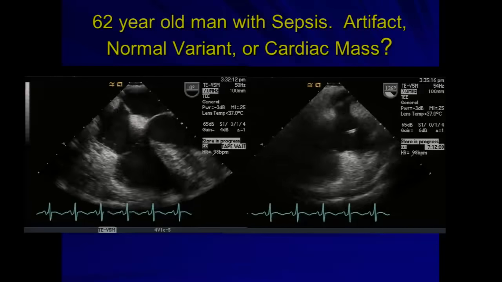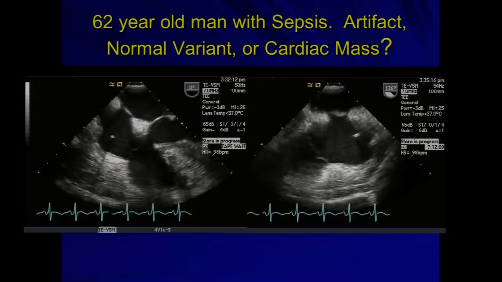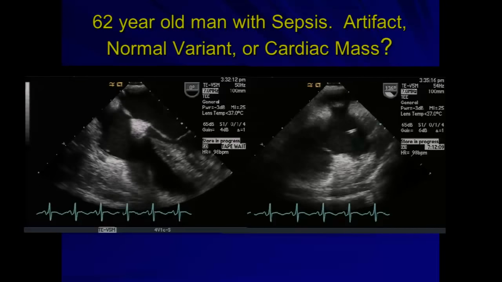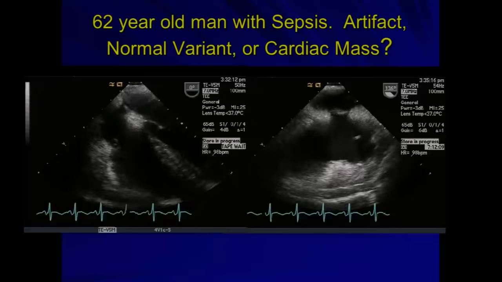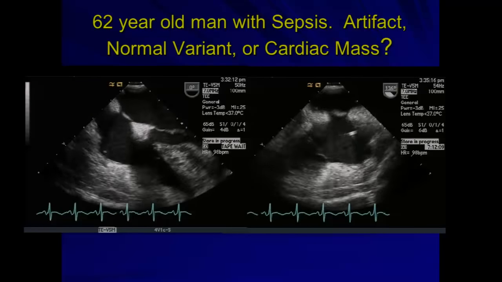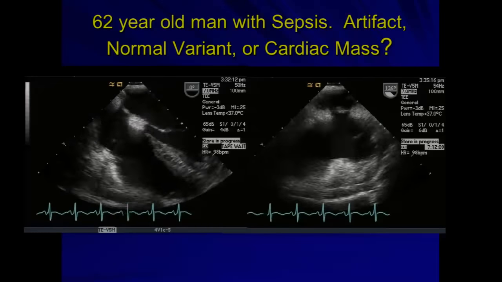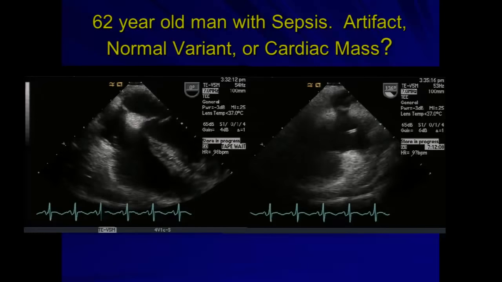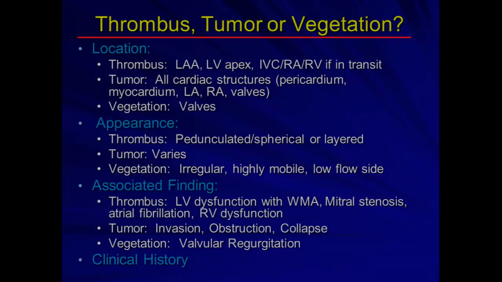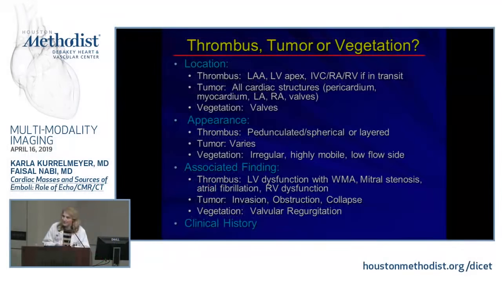So this is a 62-year-old man with sepsis, and again, you're seeing that there's something in the right atrium on this TEE view. It's very mobile, and you can see the interatrial septum looks like a dumbbell. And on the view at 136, you can see there's a lot of bright infiltration around that posterior right atrial wall. These are just classic appearances of lipomatous hypertrophy of the interatrial septum and RA free wall, and that's just the catheter that was placed in this hospitalized patient. So a normal variant for hospitalized patients.